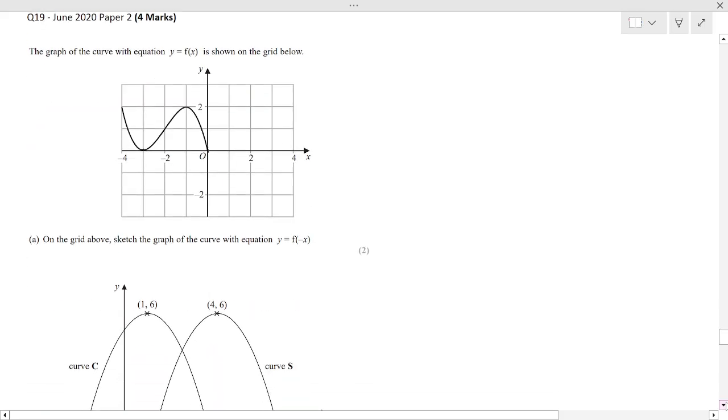Okay, we are on question 19 now. I think there's 3 more questions. So we are given the graph with equation y is f of x. We need to sketch y is f of minus x.